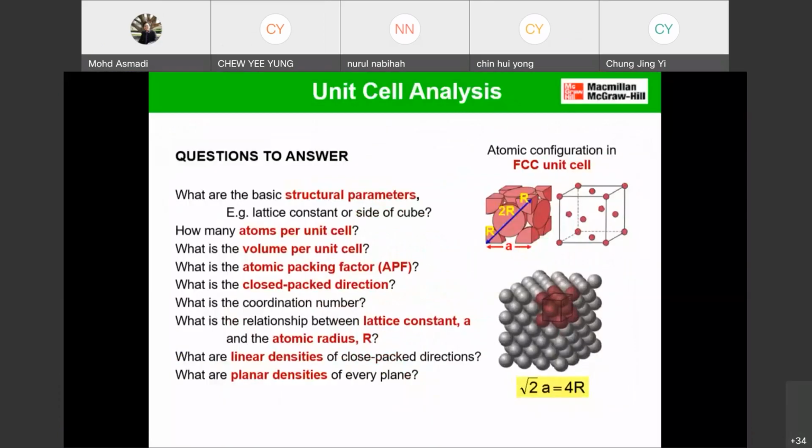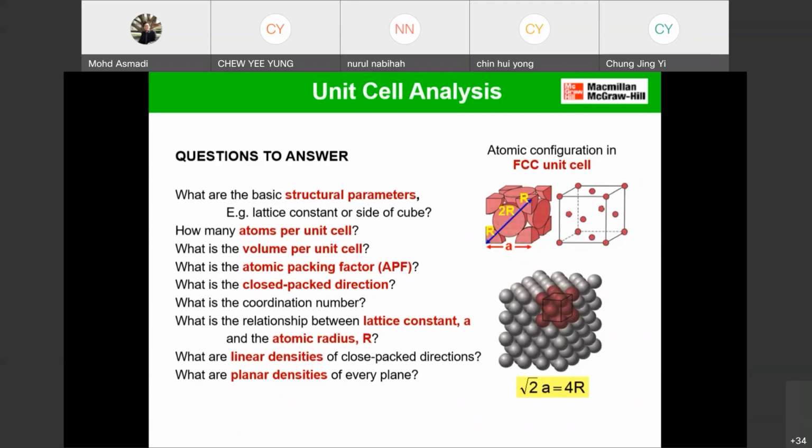So this is the question that we have to answer regarding unit cells: what are the basic structural parameters, like the constant outside of the cubes, and atoms per unit cell? How many? What is the volume per unit cell? What is the atomic packing factor? What are the close-packed directions, coordination number, linear density, and planar density? For today we will cover just the coordination number and atomic packing factor.